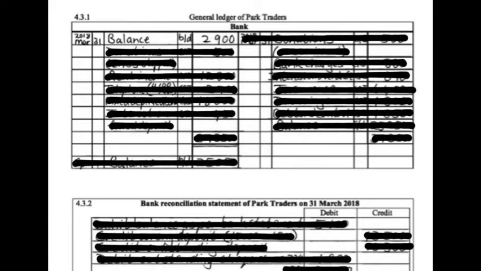2,900. Remember, bank is known as an asset account, so it increases on the debit side and decreases on the credit side. Reconciliation is known as a liability, which increases on the credit side and decreases on the debit side. Good.